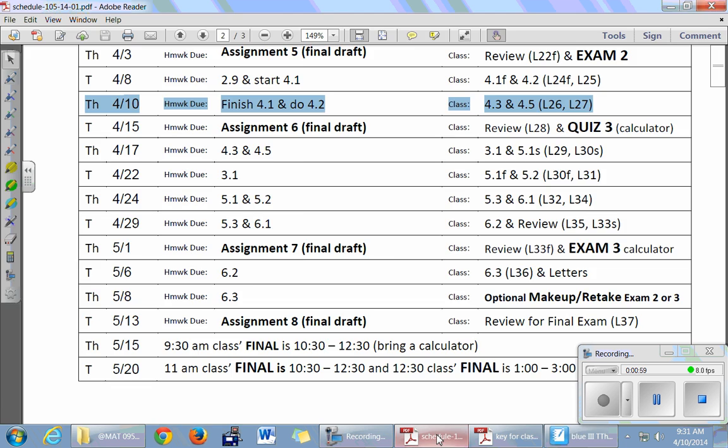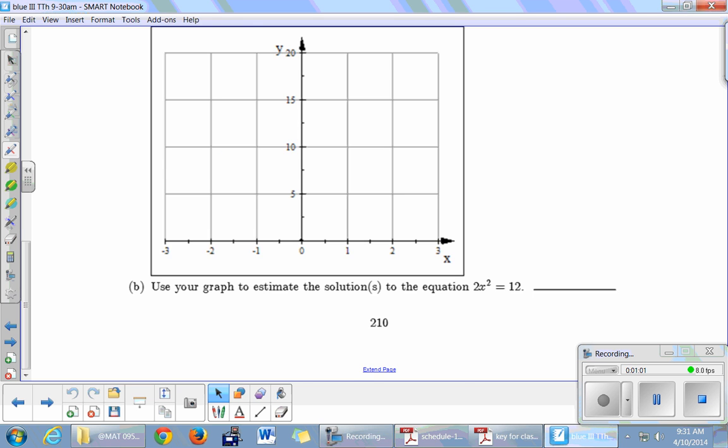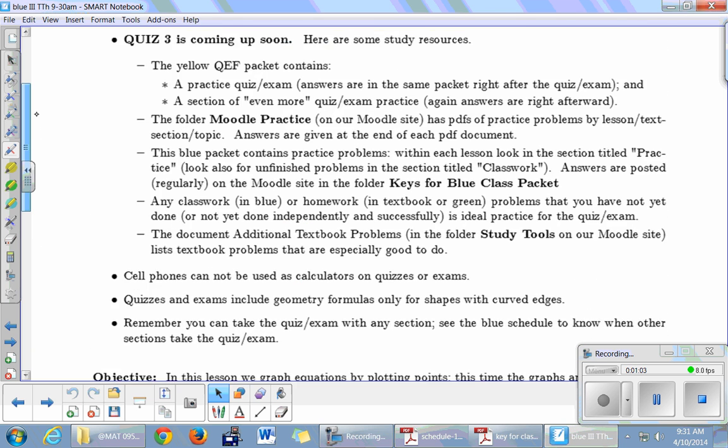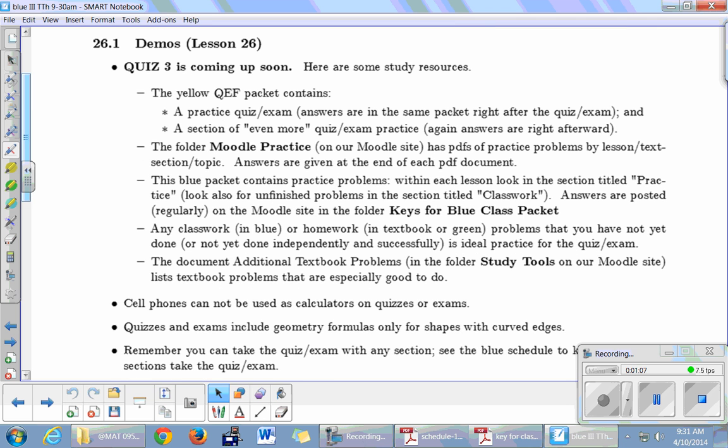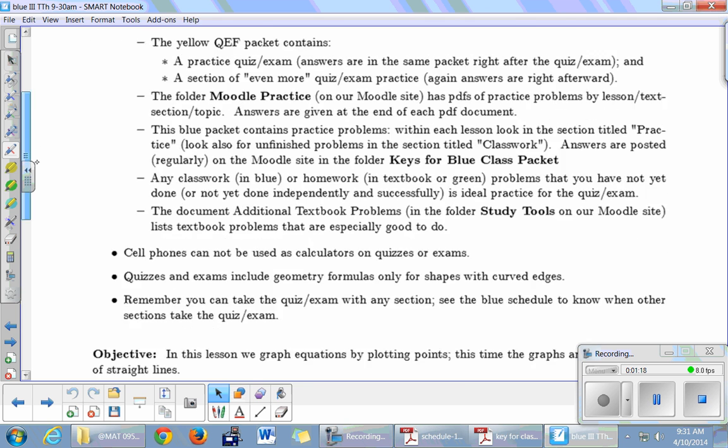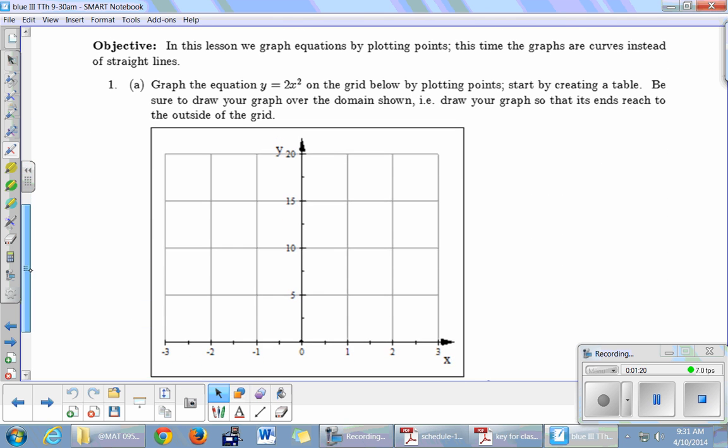Okay, so let's jump in here on page 210. We're going to change things up a little bit here and talk about graphing. There's the normal spiel here about resources for quiz 3, but this reminds me, have I given you guys the yellow 3? No, I need to do that. I'll do that in a little bit today. But let's jump in here in the middle of this page with the objective.